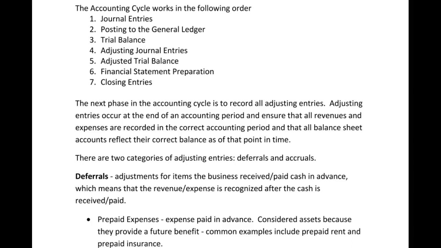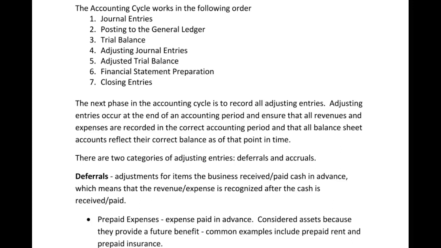All right, so adjusting journal entries is extremely important, and a lot of times students struggle in certain areas of this. So I broke this up into, I believe, 3 or 4 different videos. So we'll talk about deferrals in this one and what those are, and then we'll do accruals. We'll talk about depreciation, and then we'll do an example which puts them all together.